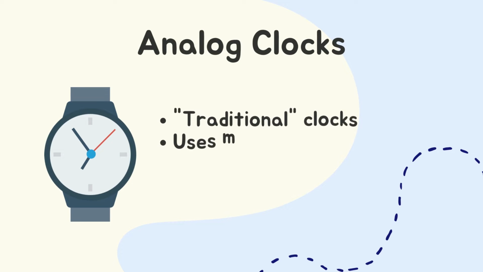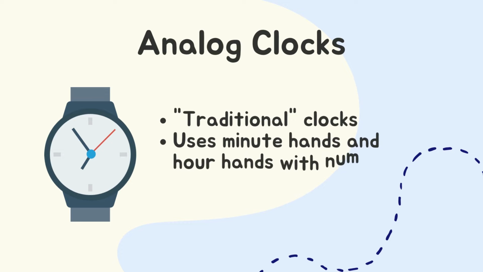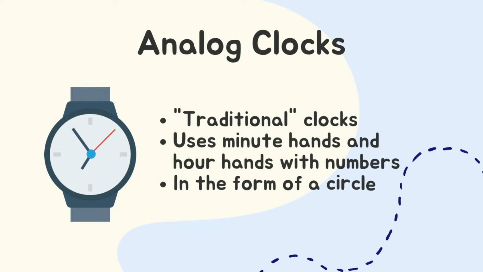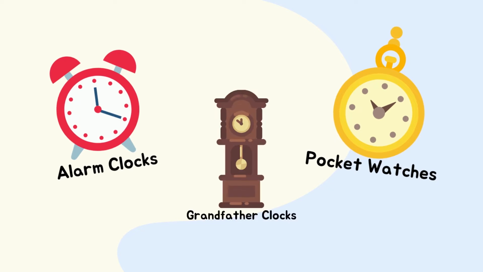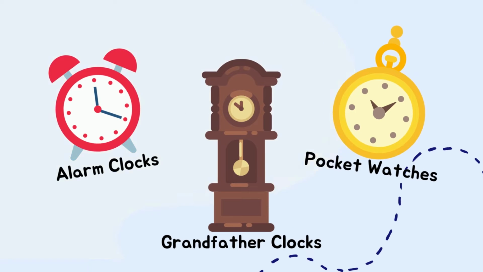Analog clocks refers to the style of clocks in which it uses the hand and numbers in order to tell time. It is usually in the form of a circle. Here are some analog clock examples.